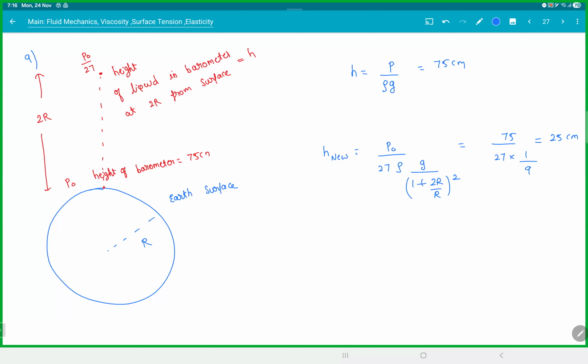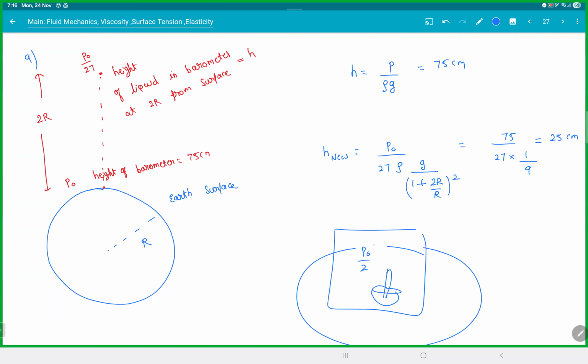Okay with this? What happens if you put a barometer in a satellite, where the pressure in the satellite is P0 by 2? And you kept the barometer inside the satellite, which is orbiting the Earth. Then what will be the height? Did you get the question? You took this barometer, kept it in a satellite which is orbiting the Earth, and the pressure inside is P0 by 2. Then what will be the height of the barometer? P0 will give you 75 centimeters.